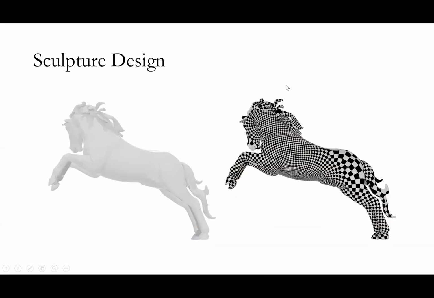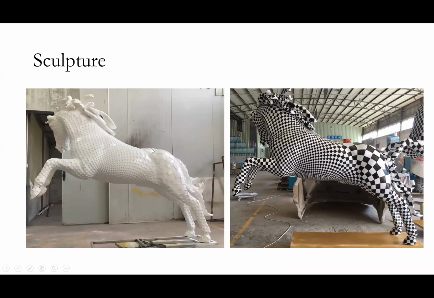Okay, so we can design a sculpture as well. So here we have a horse model. Okay, then we design this kind of a foliation structure or okay, holomorphic differential structure. Then we really build this one using a large 3D printer. Okay, so build this model.